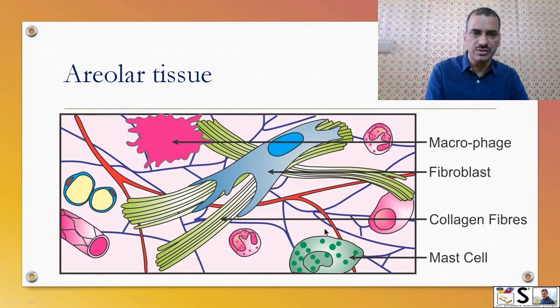So this is the picture of areolar tissue, where there are cells in between. These are the cells. Then fibers are there, and this is matrix. So cells are widely separated.